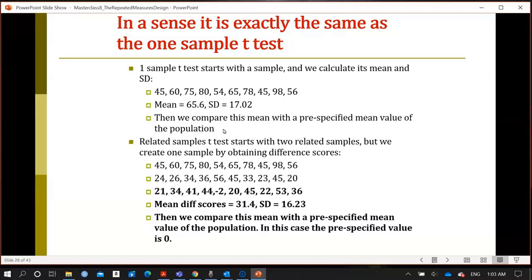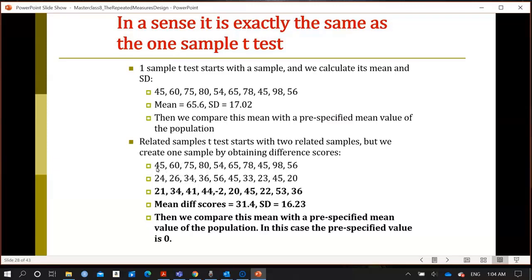So what do we do in the related samples t-test or repeated measures t-test? We've got participants contributing to two values. So this 45 and this 24 is the same participant. 60 and 26, same participant. Another participant, but the same contributing to these two scores. Then another participant contributes to 75 and 34, and so on and so forth.